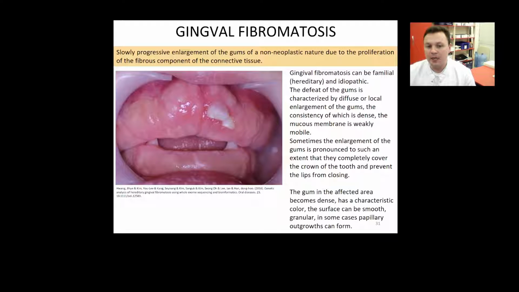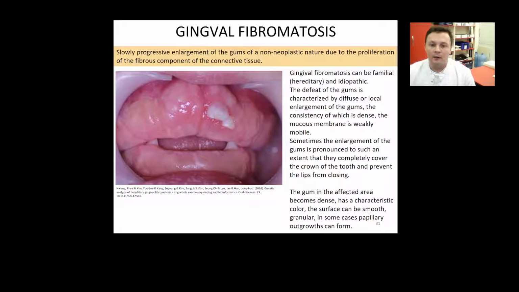In most cases, gum enlargement begins before the age of 20 and is often associated with teething of deciduous or permanent teeth. Sometimes the enlargement of the gums is pronounced to such an extent that they completely cover the crown of the tooth and prevent the lips from closing.